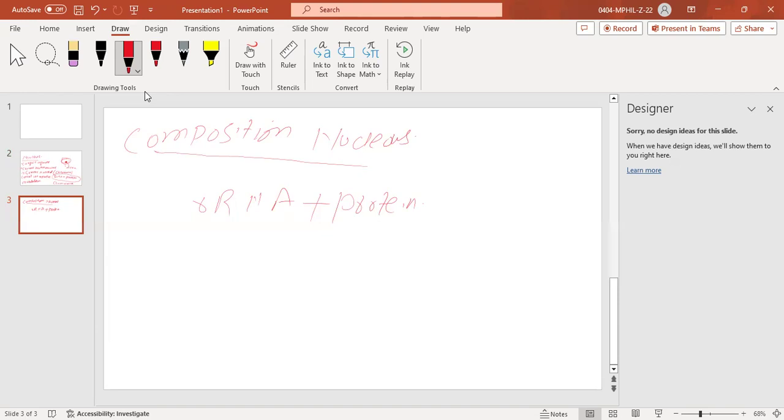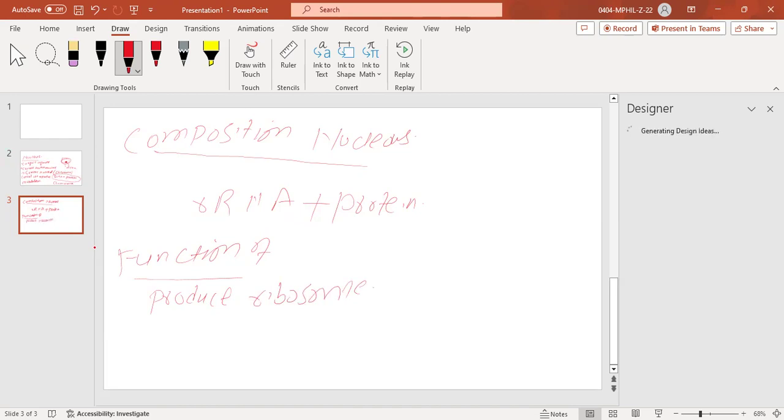So what is the function of it? Function of nucleolus. Its function is to produce ribosomes. Produce ribosomes. Got it?